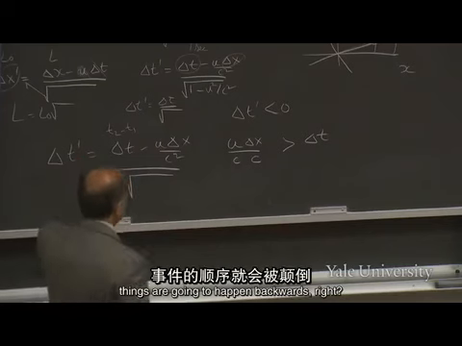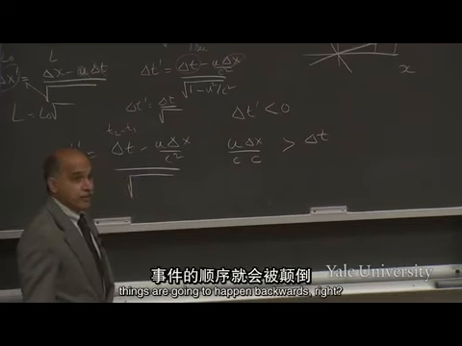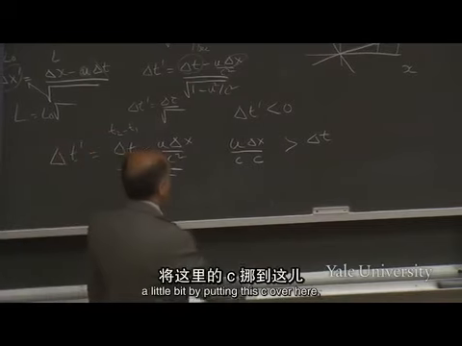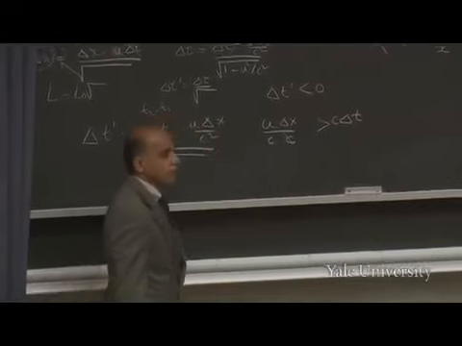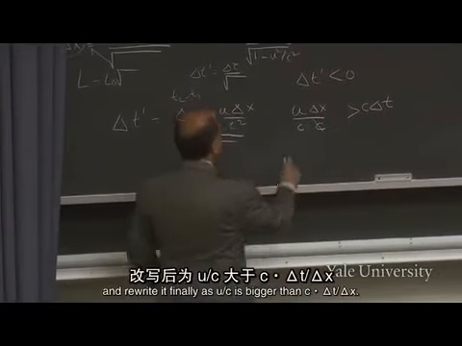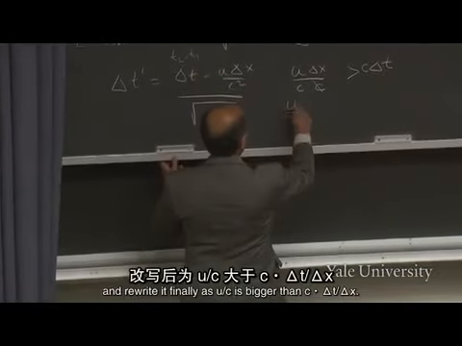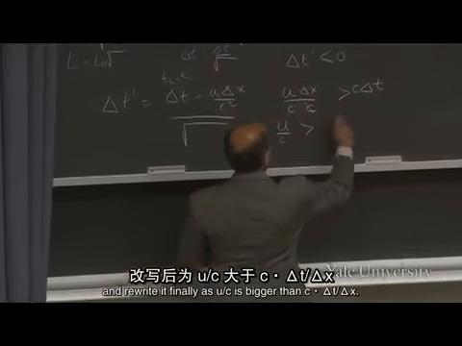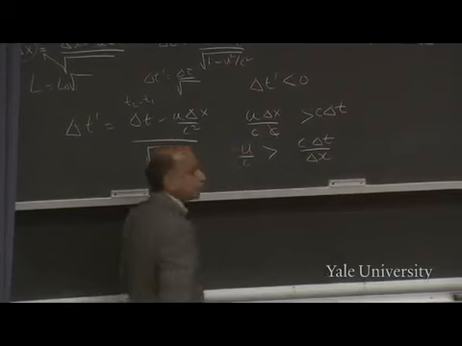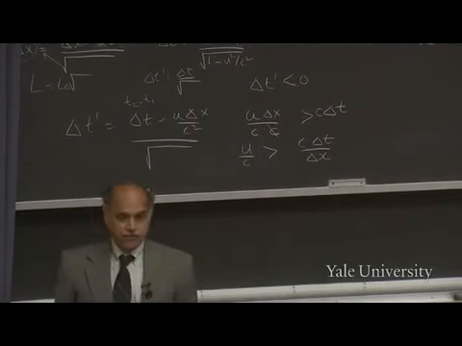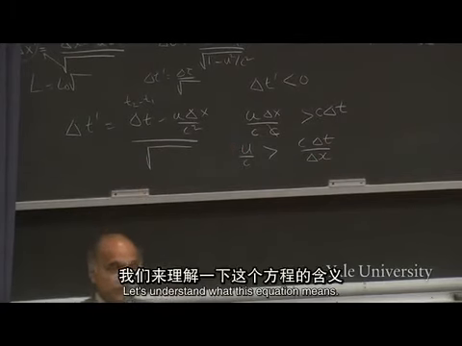If that happens, things are going to happen backwards, right? So let's modify that a little bit by putting this c over here, and rewrite it finally as u over c is bigger than c delta t over delta x. Let's understand what this equation means.